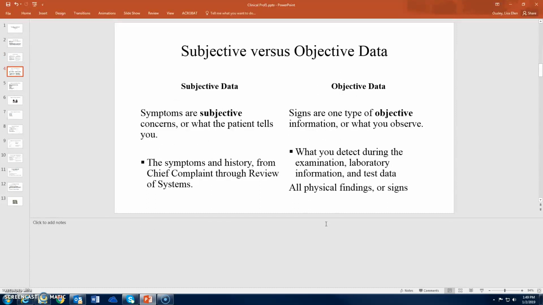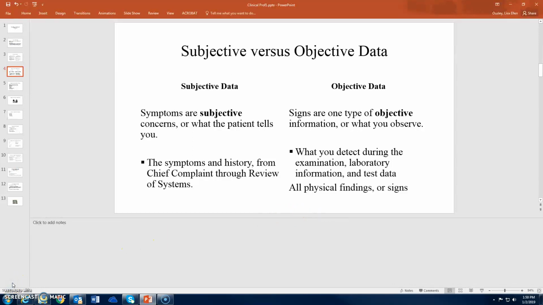As you acquire the techniques of history taking and physical exam, remember the important differences between subjective information and objective information or data. Remember, symptoms are subjective concerns, or what the patient tells you. Signs are one type of objective data, and that's what you observe. So what you detect during the exam, laboratory information, and test data, all the physical findings or signs are objective data.